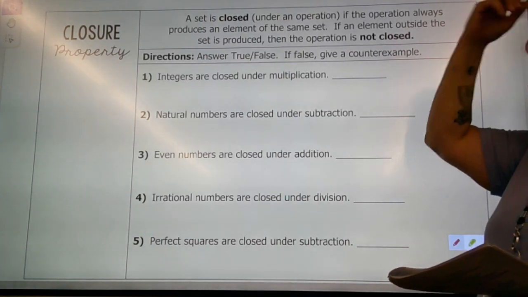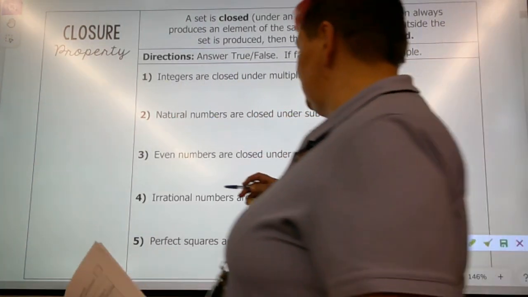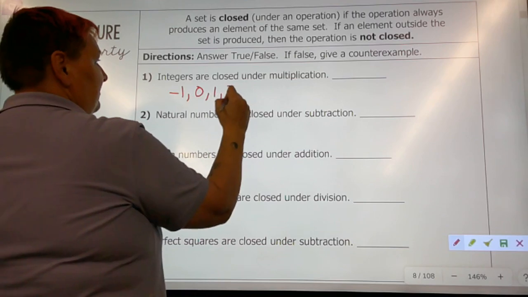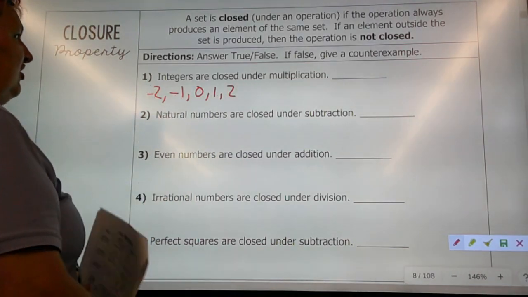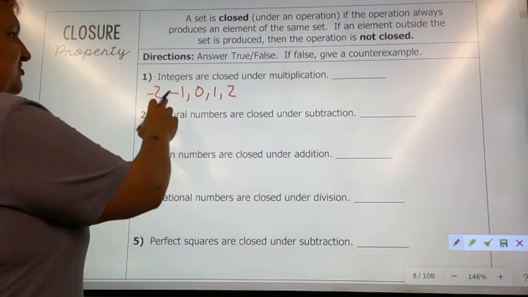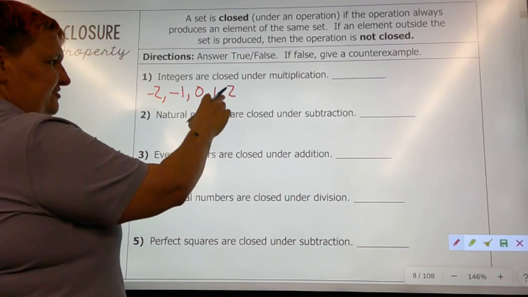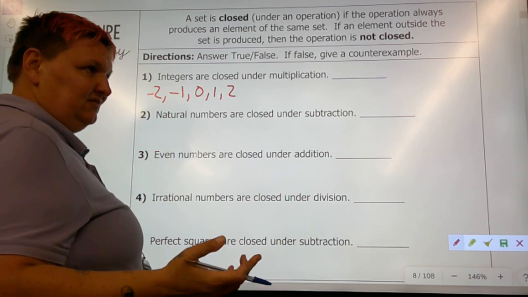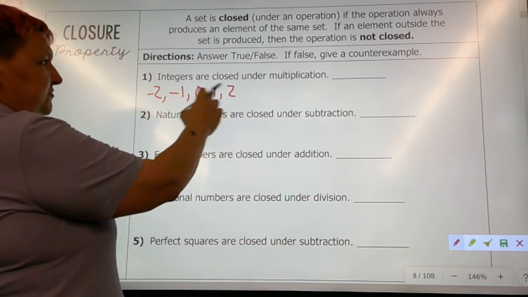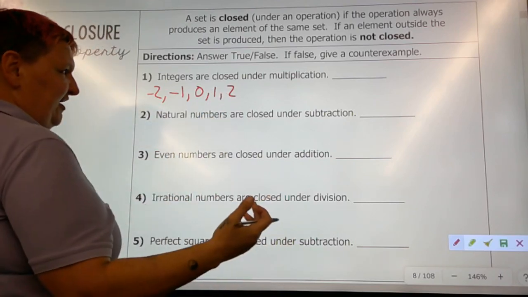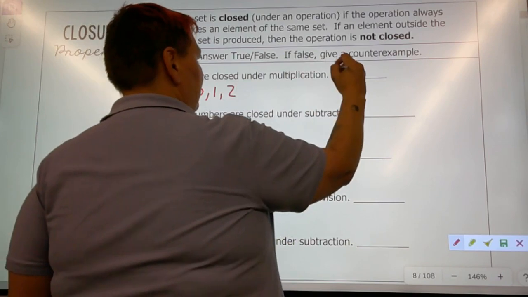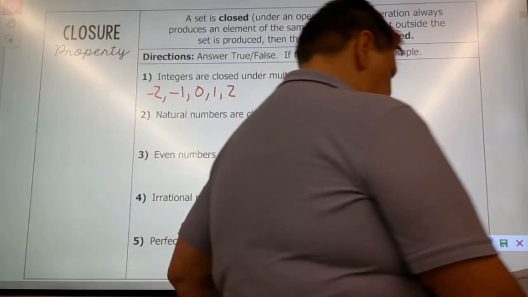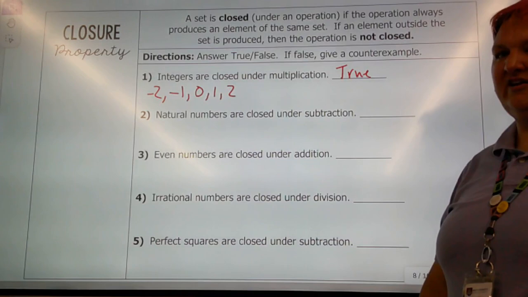So in this case, integers, let's remind ourselves what integers are. They're the number line numbers, and they are closed under multiplication. So if I multiply any two integers, do I still end up with an integer? Yes. There's no possible way to multiply two integers and end up with a decimal or a fraction. It's impossible. So this is closed. This is true. Integers are closed under multiplication. If you multiply two integers, you will always get another integer.